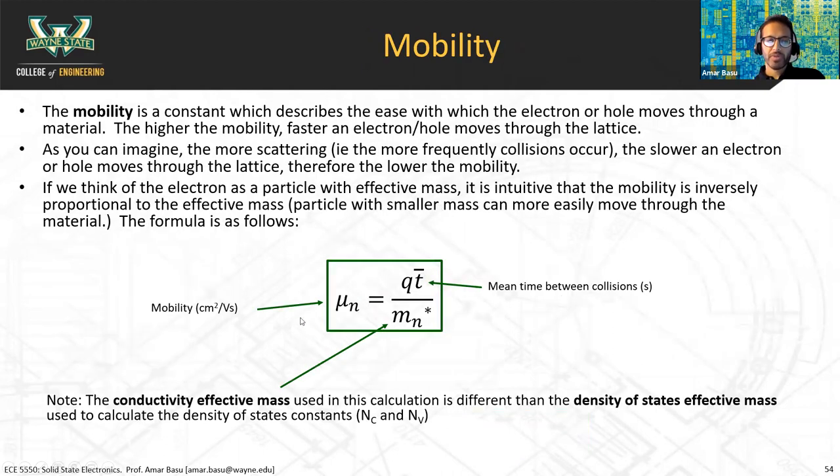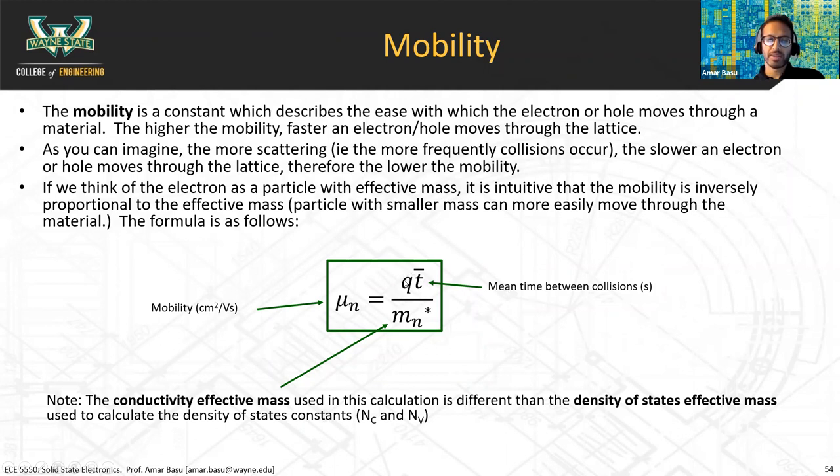So the formula for mobility is given by qτ divided by the effective mass. Before getting into all the details of effective mass, don't get confused by that yet. Just think about what the intuition of this formula is telling you. What's on the numerator and what's on the denominator? Mobility is how fast the electrons move through the material. So how is that related to these upper two things?